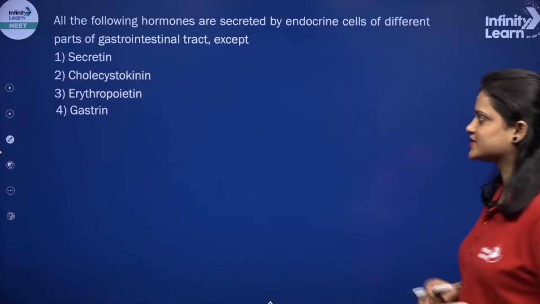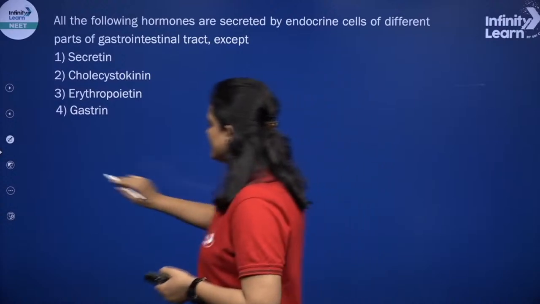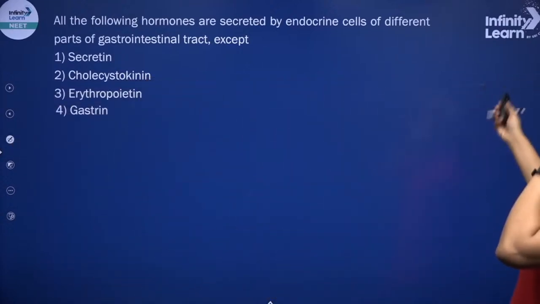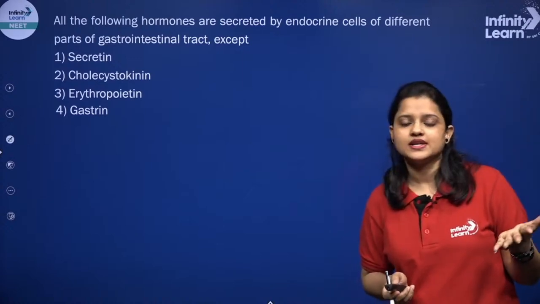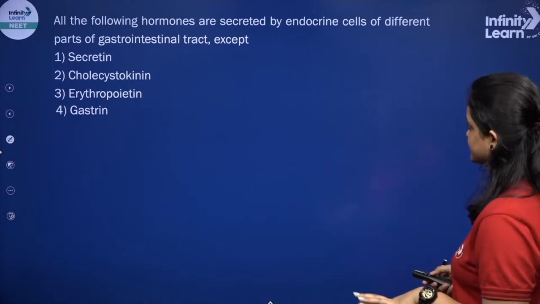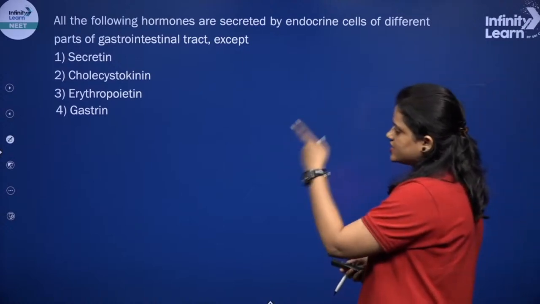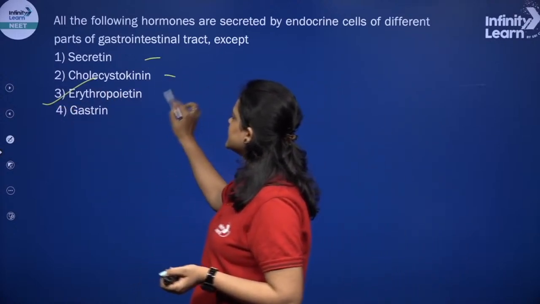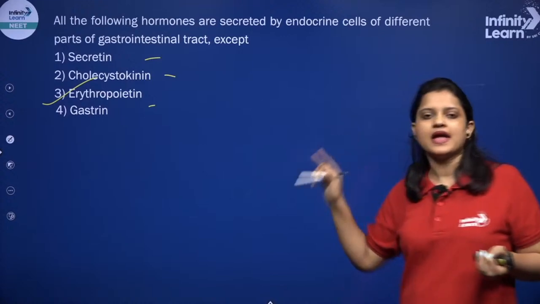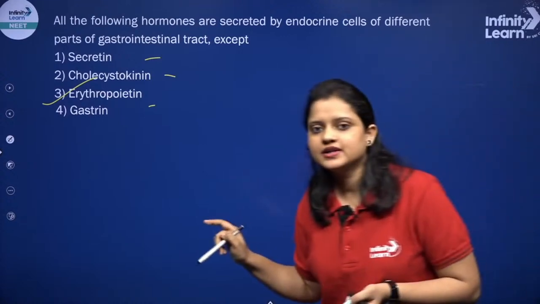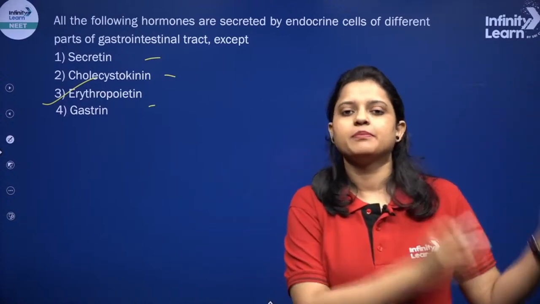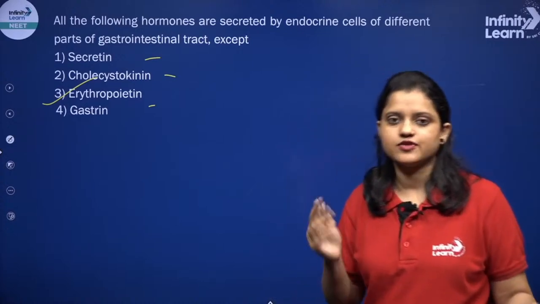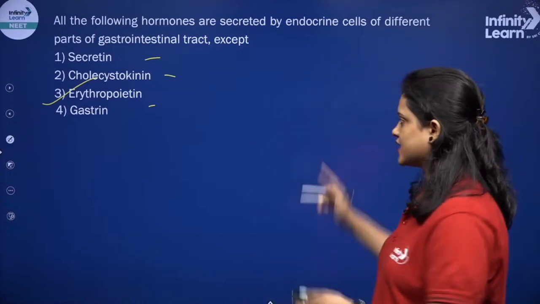Let's move on to our next question. All of the following hormones are secreted by endocrine cells of different parts of gastrointestinal tract, except secretin, cholecystokinin, erythropoietin and gastrin. See, all of them are secreted from GIT except erythropoietin. Erythropoietin is secreted from juxtaglomerular apparatus of kidney. Okay, and it helps in erythropoiesis, that is formation of RBCs, right? So correct option here is 3.